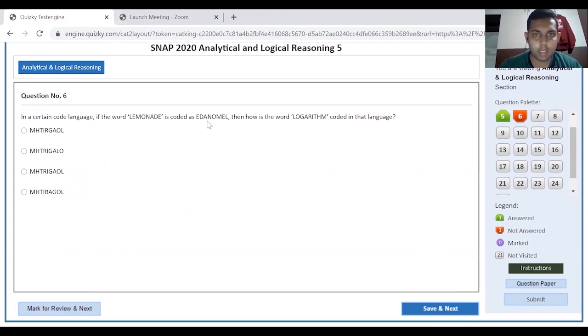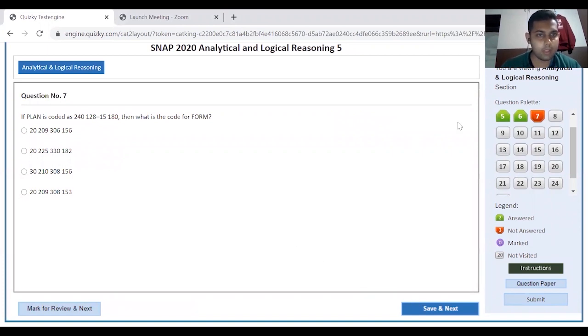Lemonade is Idanom. L-E-M-O-N-A-D-E. Oh, pretty simple. So logarithm will be M-H-T-I-R-A-G-O-L. Okay, L-O-G-A-R-I-T-H-M. Pretty simple. Let's mark and move ahead quickly. No, this seems time taking.